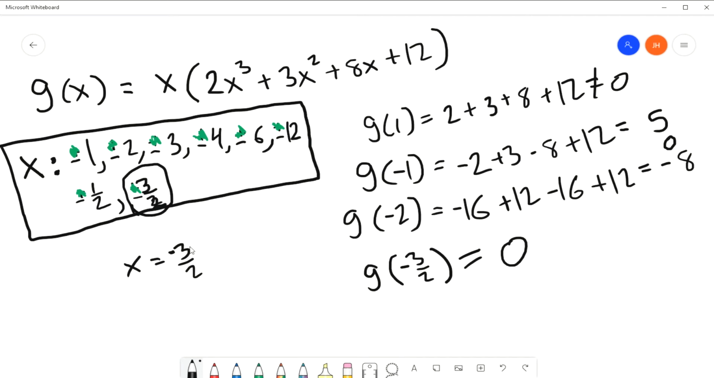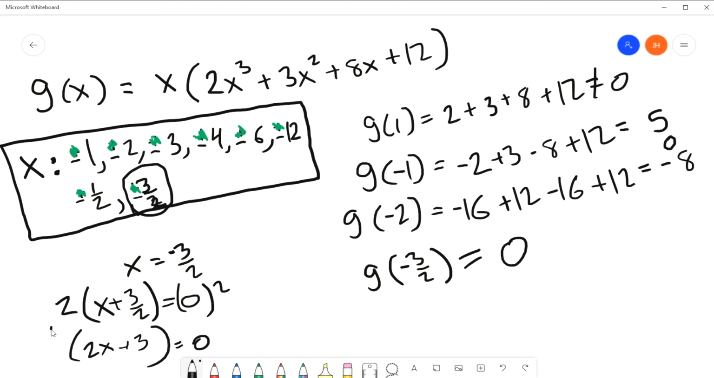What does that look like as a factor? Some people might be asking. To get it as a factor, all you have to do is get it so that this is an equation equal to 0. So I would add 3/2 over. So x plus 3/2 is the factor. If you don't like fractions, you can multiply both sides by 2 to get rid of that fraction. 2 times 0 is still 0. 2 times x is 2x plus 3. So really the factor is 2x plus 3.